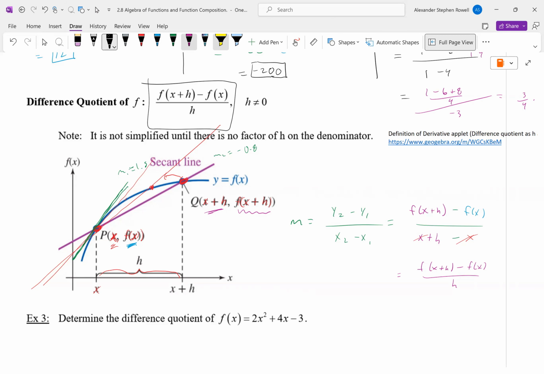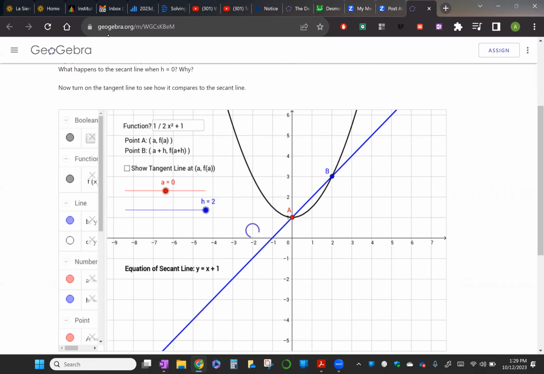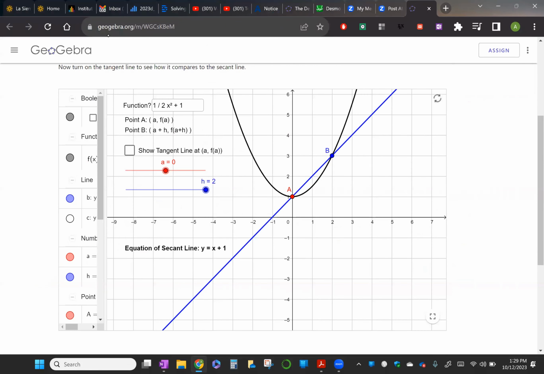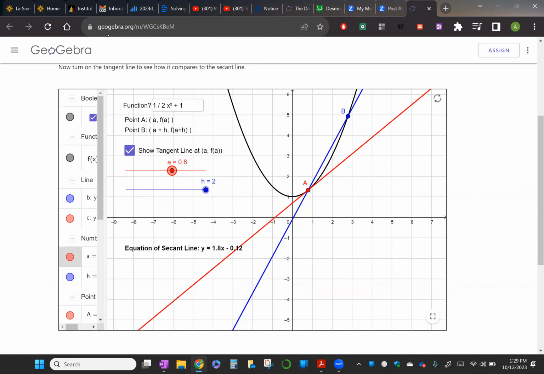If you're really curious about this, you can click this link, and it brings you to a really cool applet. Let's show the tangent line. Maybe let's move a over. Okay, so how do we read this? h is 2, so if I go 2 to the right, the blue line is my secant line, the red line is my tangent line. So let's make h smaller. And what happens as I drag h closer? Do you see how the secant line becomes a better approximation of the red line?